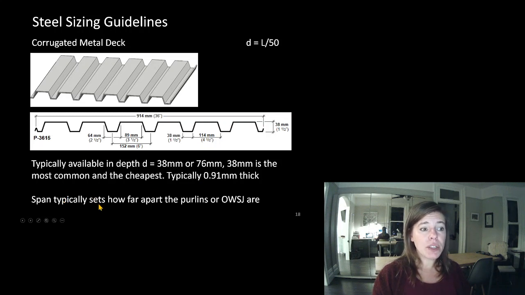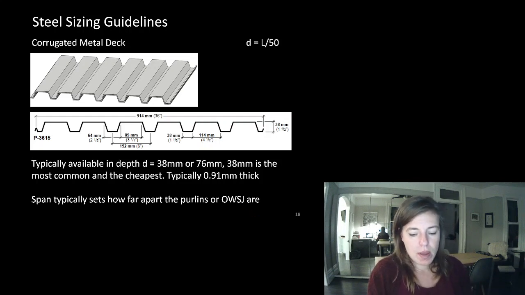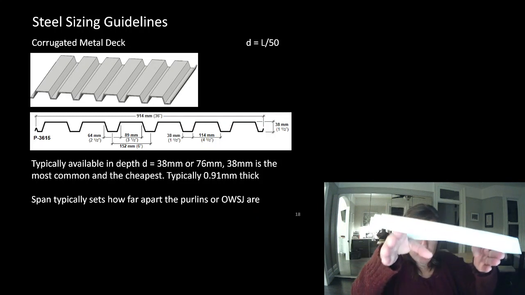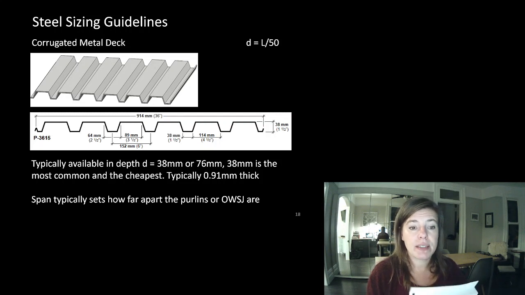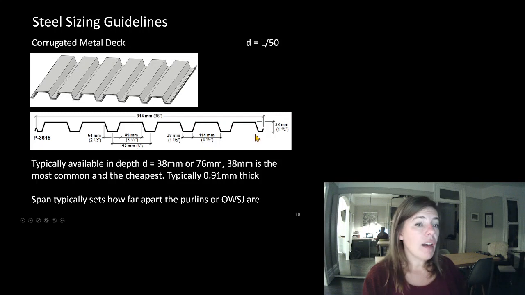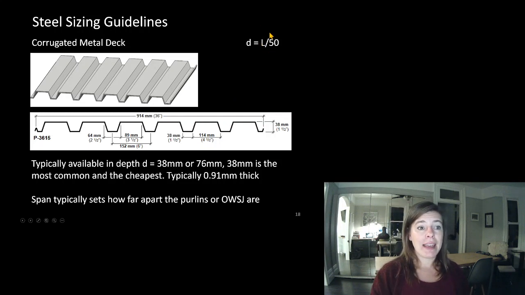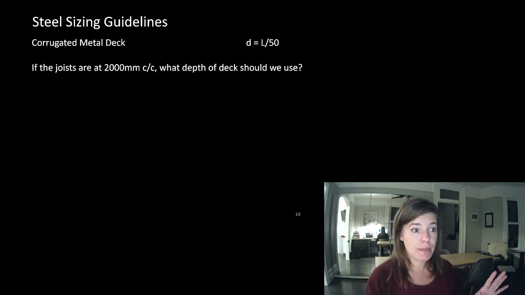Span of deck usually sets how far apart the purlins or the open web steel joists are. So my hands in this example are our joists or our purlins. They're the things supporting our corrugated metal deck. Our deck can span its length divided by 50. Now, we already know the most common deck is 38. It looks like we could work this backwards. Anyway, let's go to the next slide and see what comes up for us.